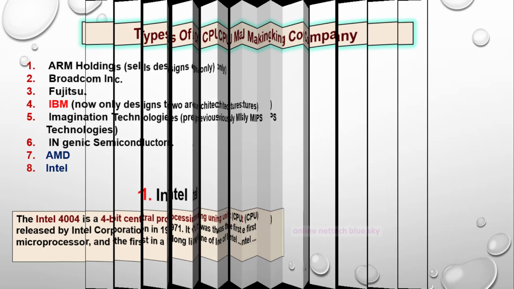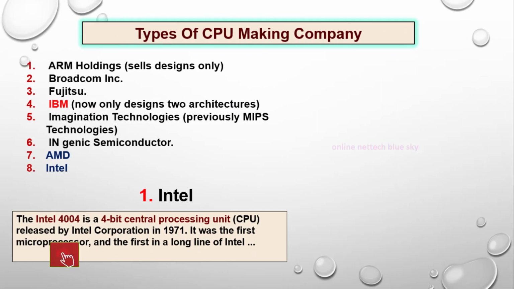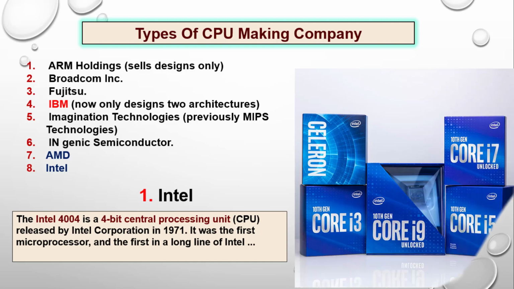Okay, so the Intel 4004 is a 4-bit central processing unit, CPU, released by Intel Corporation in 1971. It was the first microprocessor, the first central processing chip introduced only by the Intel company, and the first in a long line of Intel processors.